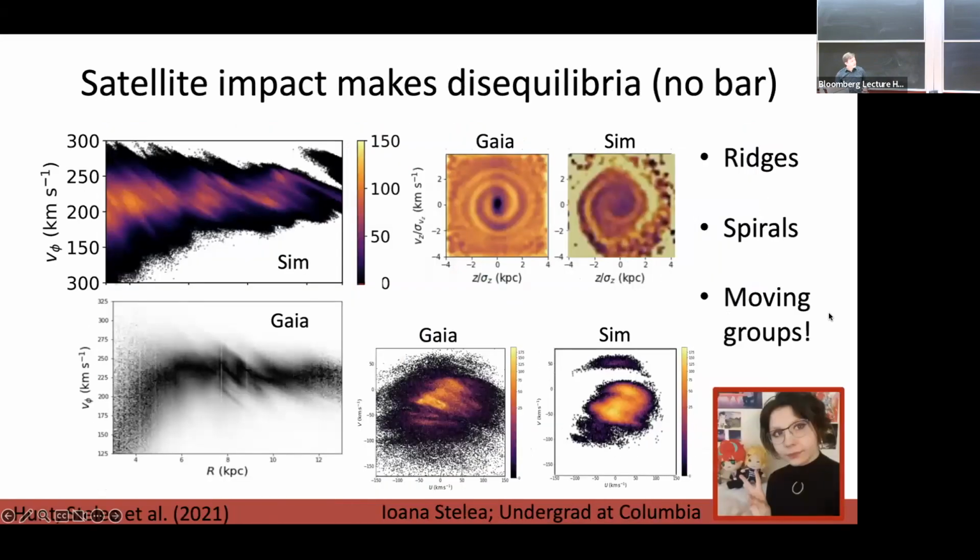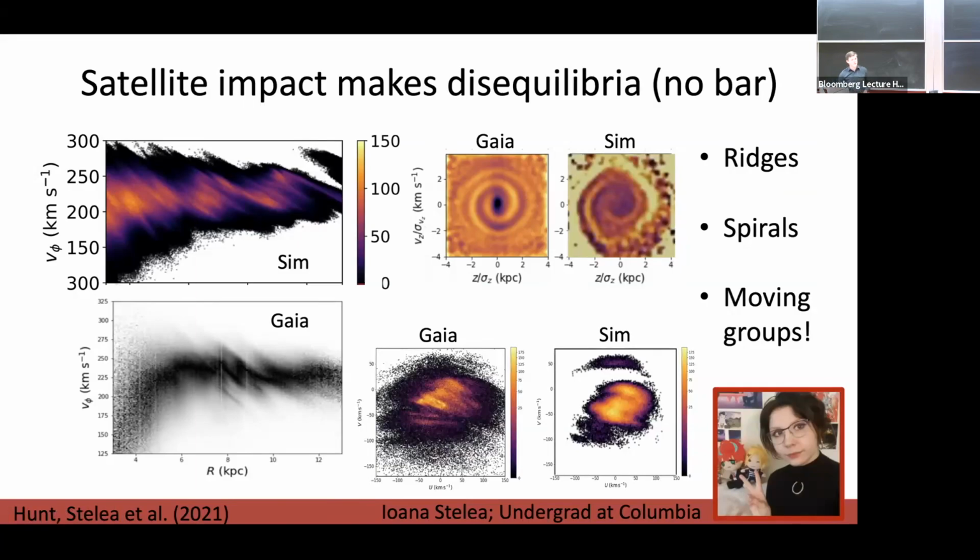And interestingly enough, satellite impact makes all the disequilibria features that we see in the disk. Again, it shouldn't perfectly reproduce, but this is the Gaia data. This is the simulation. You have all these ridges in galactic radius versus azimuthal velocity. We have this phase spiral in Z versus VZ. That's the Gaia data. The simulation is not quite as well wound, doesn't match morphologically, but again, it's not the same system. It's qualitatively right.